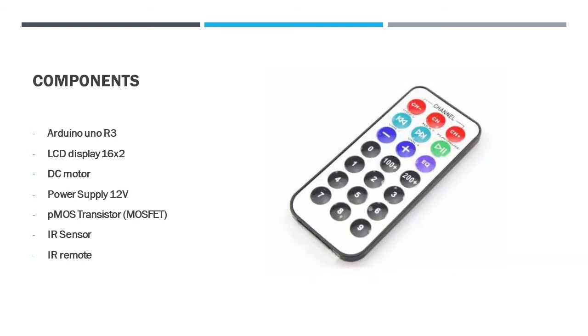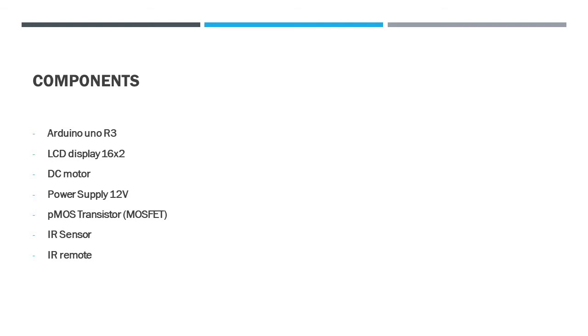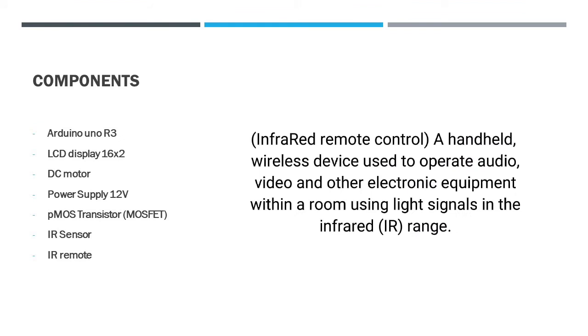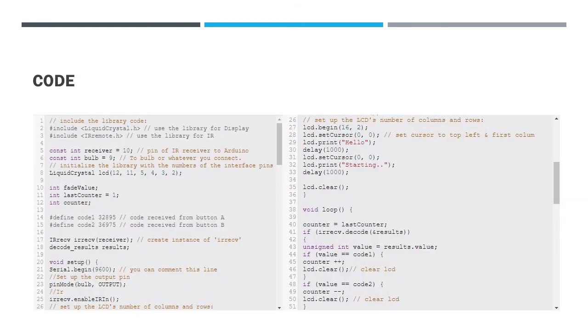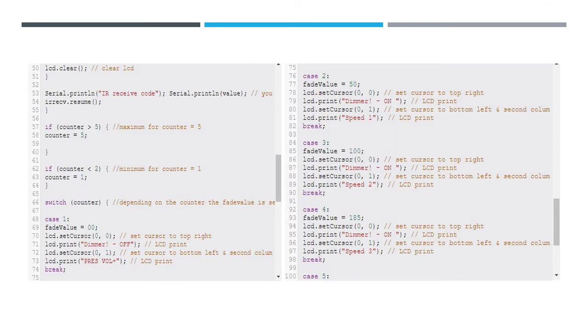And lastly is the IR remote control. Infrared remote control is a handheld, wireless device used to operate audio, video, and other electronic equipment within a room using light signals in the infrared range. These are the codes that we use in our circuit.